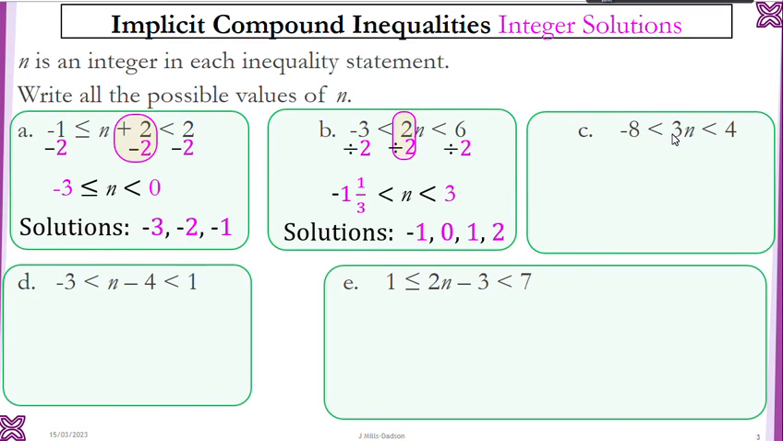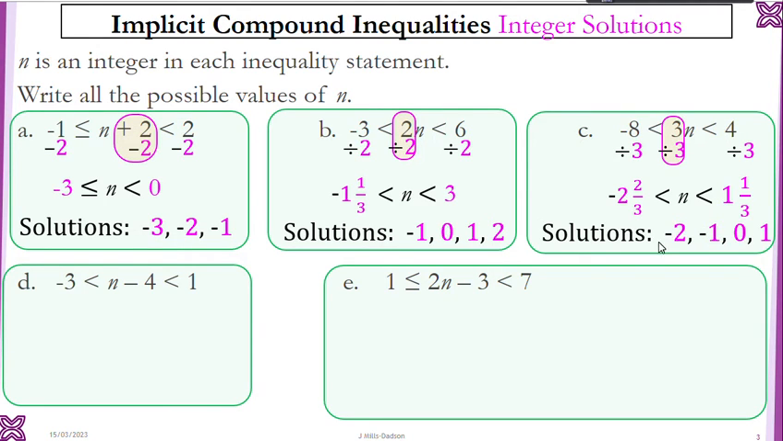Next one, to make the middle term become n is divided by 3. So we're going to divide the right by 3 and the left also by 3. When you work this out, you have n is bigger than negative 2 and 2/3 and n is less than 1 and a third. And to list your answer, you have negative 2 all the way to 1.